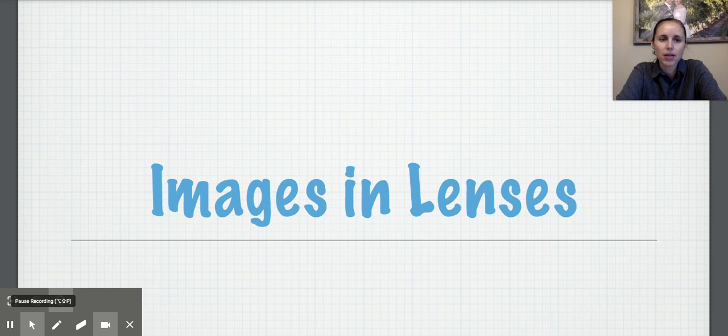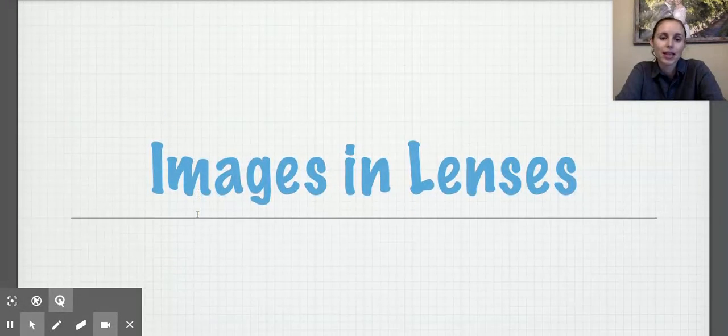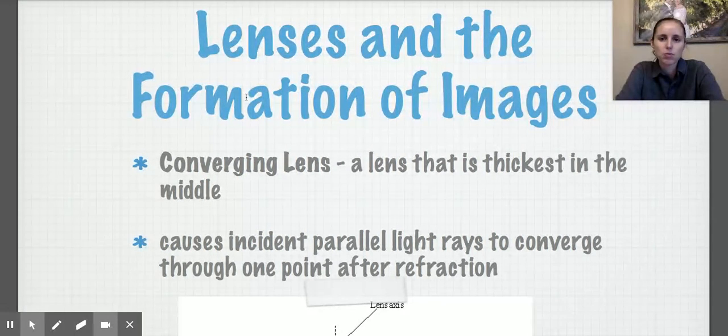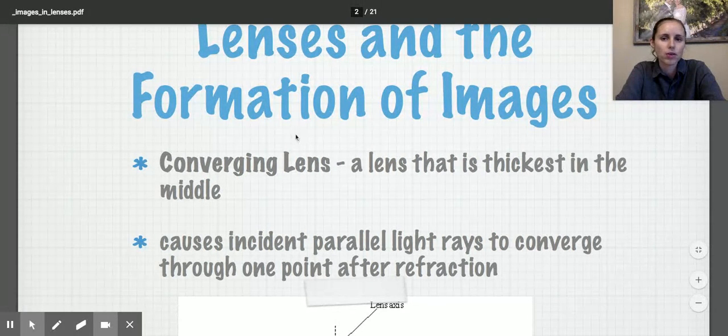So today we're going to be looking at locating images in lenses. Locating images in lenses, you're going to find, is very, very similar to locating images in mirrors. The biggest difference is that rather than looking at light reflecting back like you did in a mirror, we're going to be looking at light refracting through the lens or passing right through. So a couple of different terms that you'll need to know throughout this note.